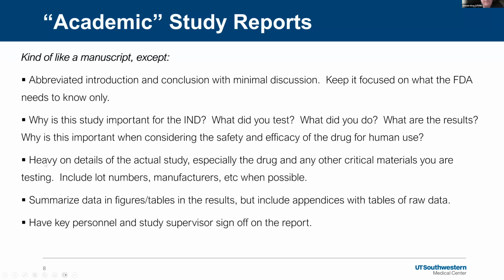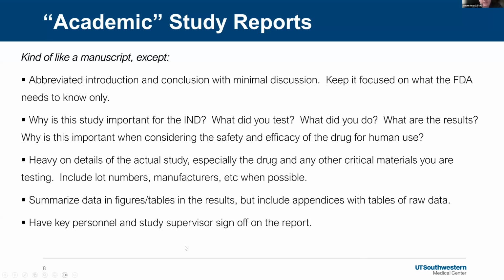Versus a manuscript, you're going to be heavier on the details of the actual study, especially providing detailed information on the drug or any critical materials that you're testing. So if you have an AAV vector that you're using, where was it made? What's the lot number? What are the characteristics? Do you have a certificate of analysis that you can attach?